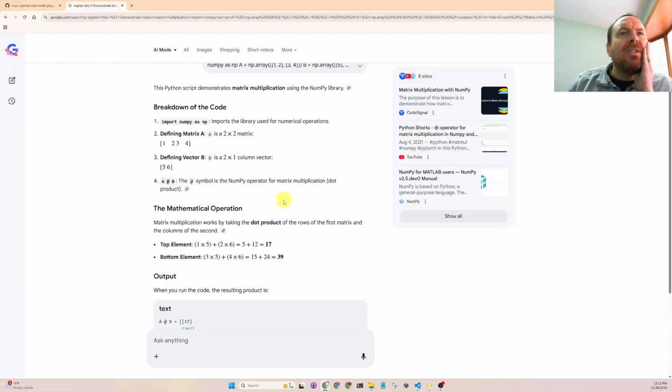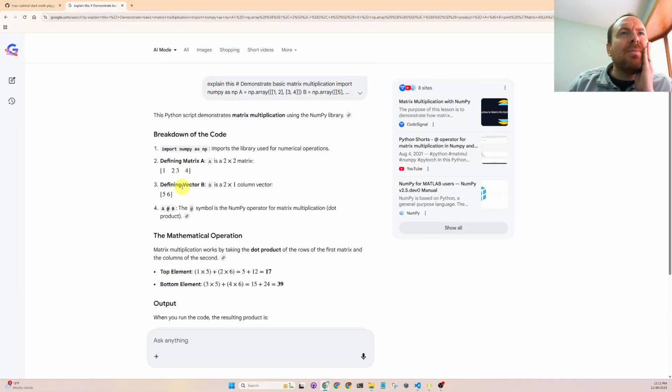Cool. So this is 1 by 5, so we multiply this number by this number, this number by this number, and you add that together, 17. And then the bottom element is this number times this number, this number times this number.